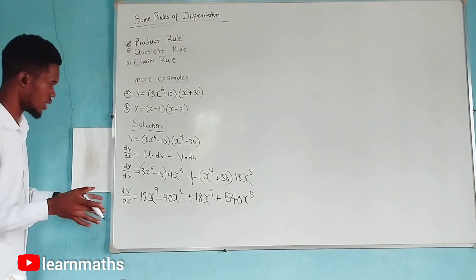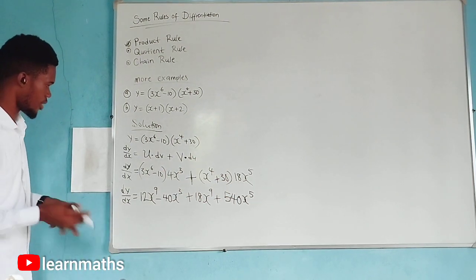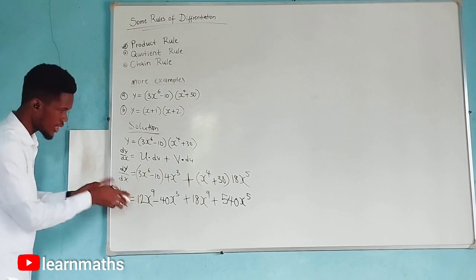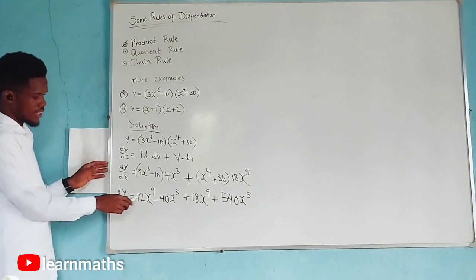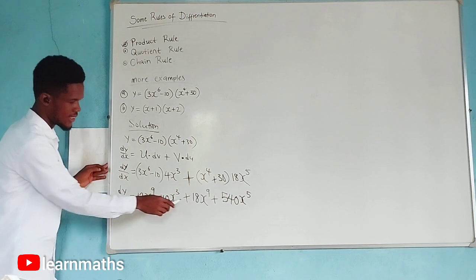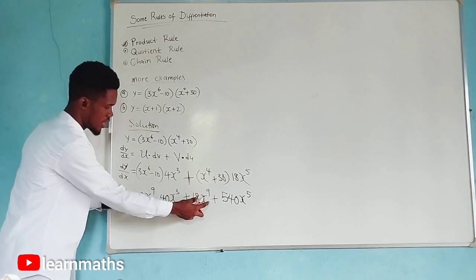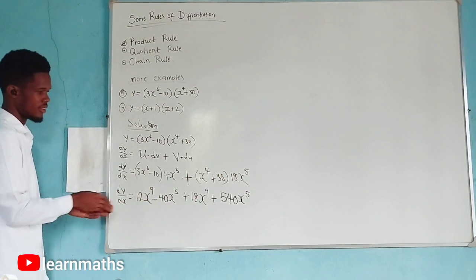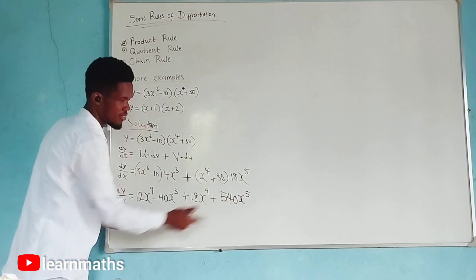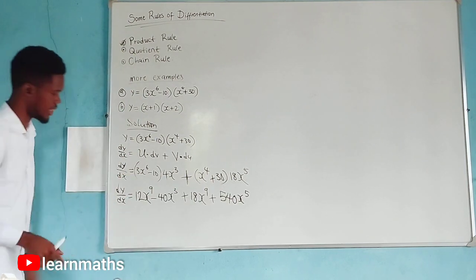So let's see what we can put together. What can we put together? The other terms you can put together. This 12x^9, right? And this 18x^9. So we can put these two x^9 terms together. This x^3 and this x^5, we can't put them together, we'll just let them be.